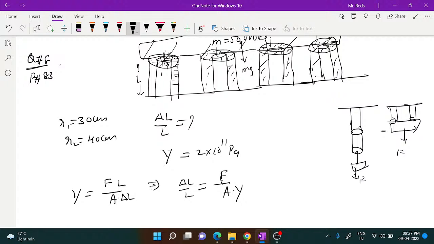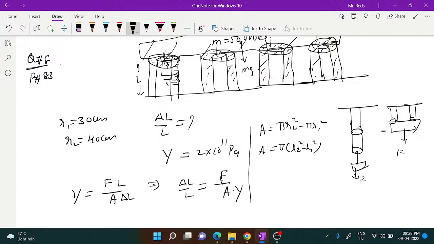Because there are inner and outer radii, you can write the area as follows. The outer radius is r2 and the inner radius is r1. But only the material is carrying the mass, so you take the area of the outer circle minus the area of the inner one. So the area is pi r2 squared minus pi r1 squared, equal to pi into r2 squared minus r1 squared. Y is given, and F you have to take accordingly. Then if you substitute the values, you get the compressional strain.